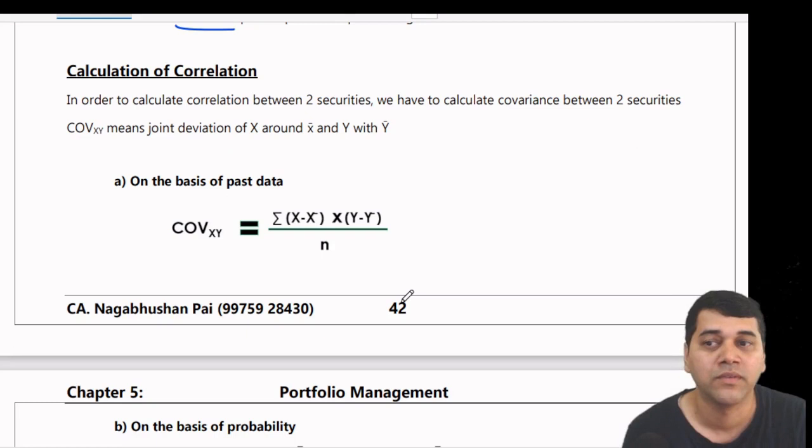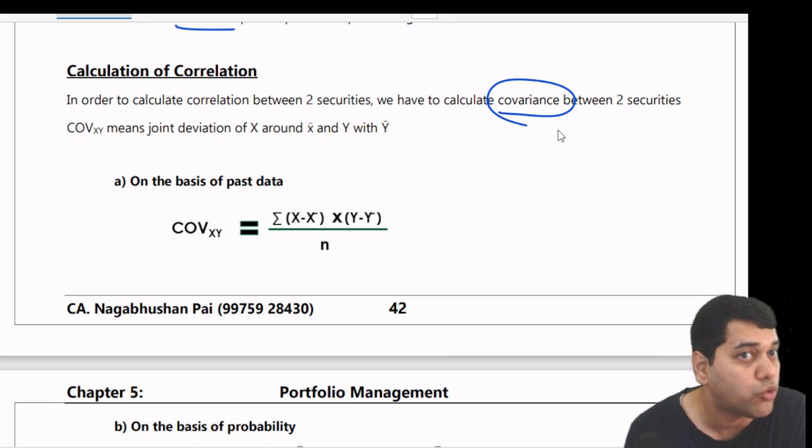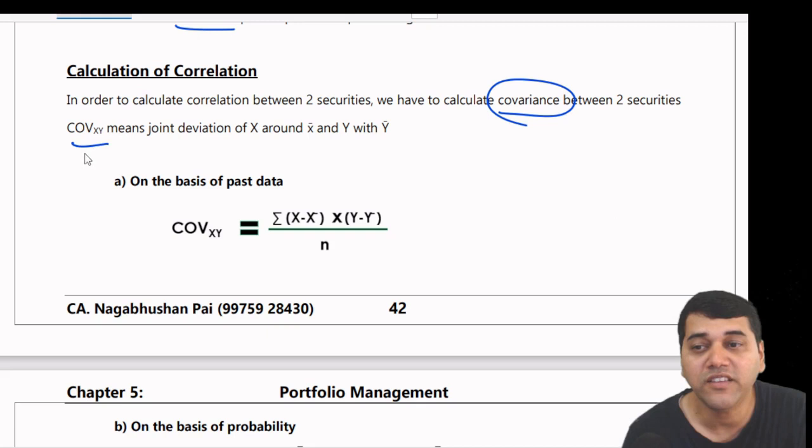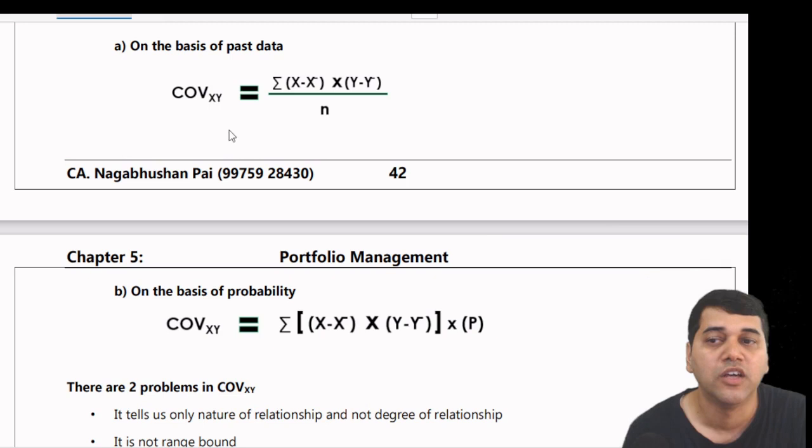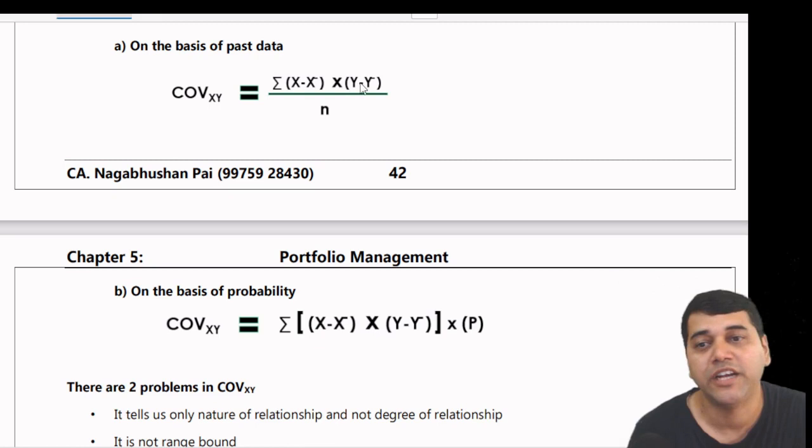Now, how to calculate the correlation? In order to calculate the correlation between two securities, we have to calculate the covariance first. Without covariance, you can never calculate correlation. Covariance means the joint variation. If they give you past data, the covariance formula is covariance of xy equals the sum of x minus x bar into y minus y bar, divided by n. Did we not do x minus x bar? The only thing is, we don't square it. We multiply by y minus y bar and we say this is covariance. And if they give me probability, it is the sum of x minus x bar into y minus y bar into probability.